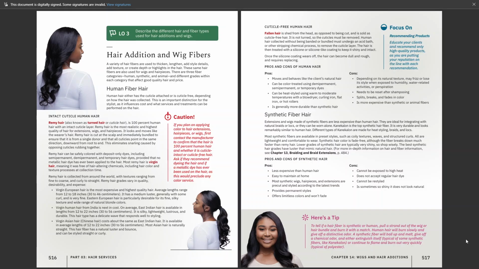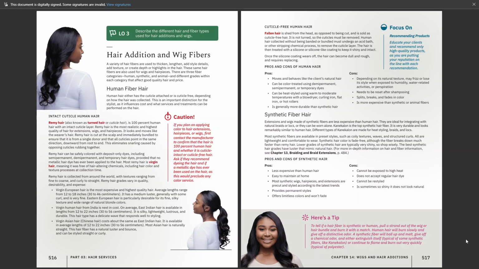Remy hair can be safely colored with deposit-only dyes, including semi-permanent, demi-permanent, and temporary hair dyes, providing that no metallic hair dye has been applied to the hair. Most Remy hair is virgin hair, meaning it was free of hair-altering chemicals, including hair color and texture processes, at collection time. Remy hair is collected from around the world, with textures ranging from fine to coarse and curly to straight. Remy hair grades vary in quality, desirability, and expense.